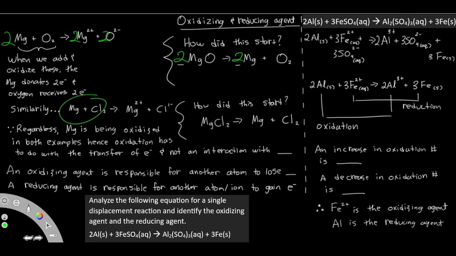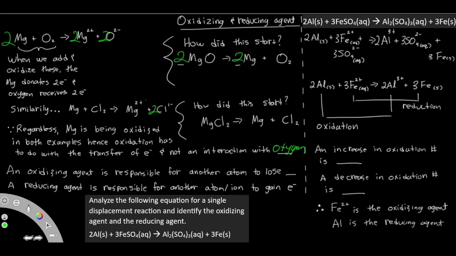So let's just backtrack a little bit. Where did this Mg and Cl2 come from? It came from also the decomposition of MgCl2. So MgCl2 is over here. It's already balanced. We're just going to be putting that over here. Okay, actually, no, there's a 2 over here, so now it's balanced. Regardless, in both examples over here, Mg is being oxidized because oxidation has nothing to do with the interaction with just oxygen, but it has more to do with the transfer of electrons.